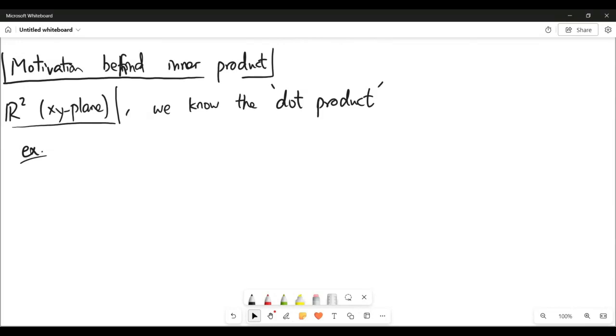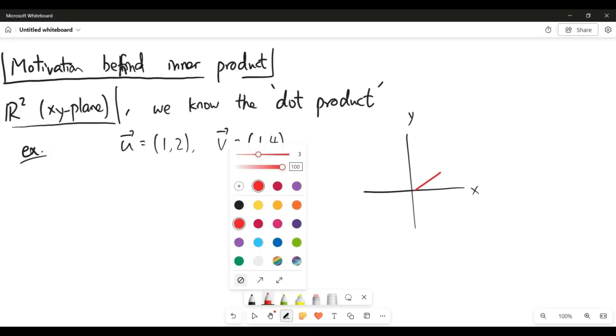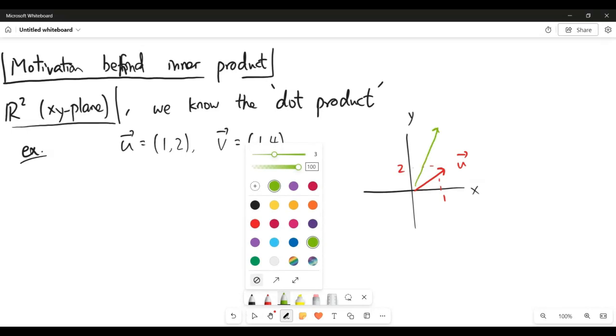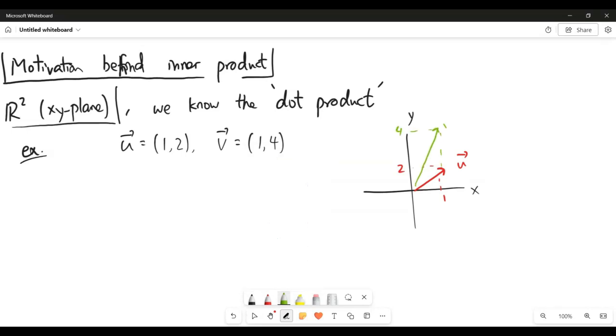If you're looking at the xy plane, a dot product, I believe all of you have learned this back in maybe high school physics class. Regarding the dot product, we can look at two vectors. Let's say the vector u is (1, 2) and the vector v is (1, 4). On the xy plane, we understand these two position vectors extremely well. The vector u is like this, 1 and 2. And the vector v is something like this, 1 and 4.